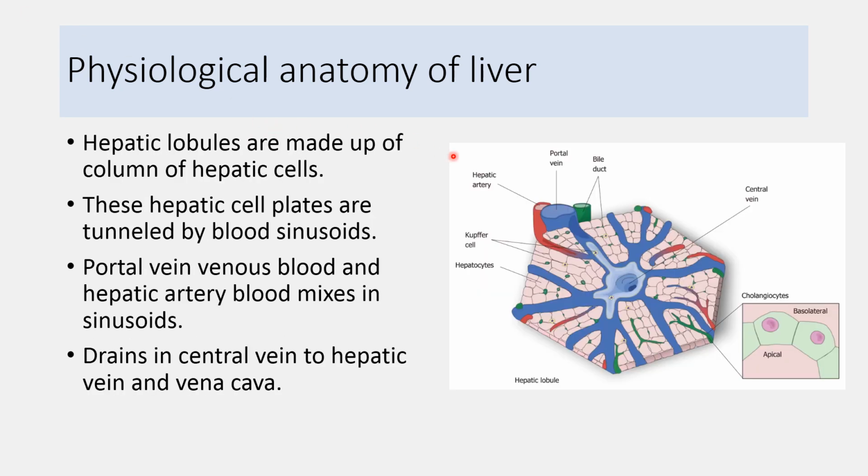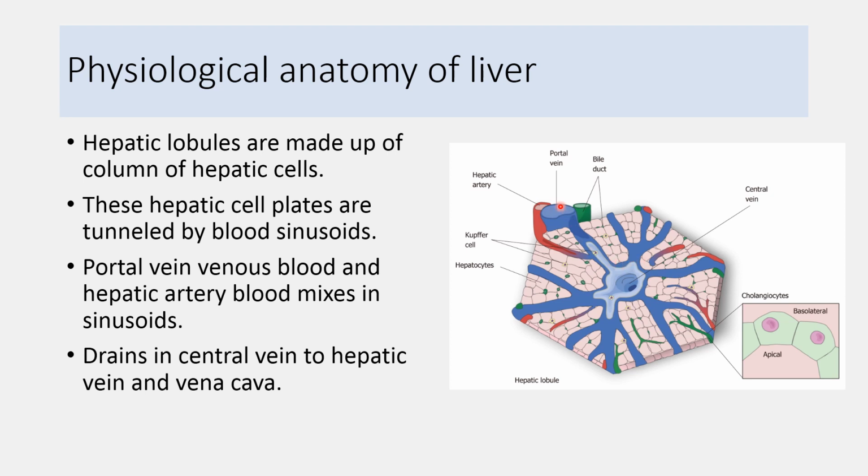The hepatic lobe contains hepatic lobules, and hepatic lobules are made up of columns of hepatic cells. Here we can see the structure of the hepatic cell plate. Hepatic cell plates contain hepatocytes and are hexagonal in structure, and at the corner they contain the portal triad. The portal triad contains the portal vein, hepatic artery and bile duct, and in the central part it contains the central vein.